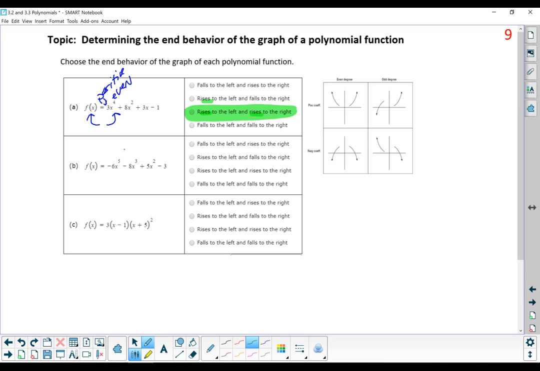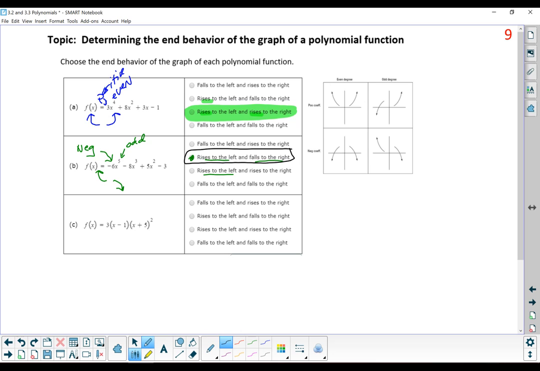Our next polynomial has an odd degree. And when we're looking at a polynomial in standard form, we are just focusing on that leading term. And this coefficient is negative. So that's a negative odd polynomial. So odd means the two ends are doing opposite things. One's up, one's down. Negative reflected it. So it's going to look like this. So it is rising on the left, but on the right, it is falling. So that's going to be this second choice.